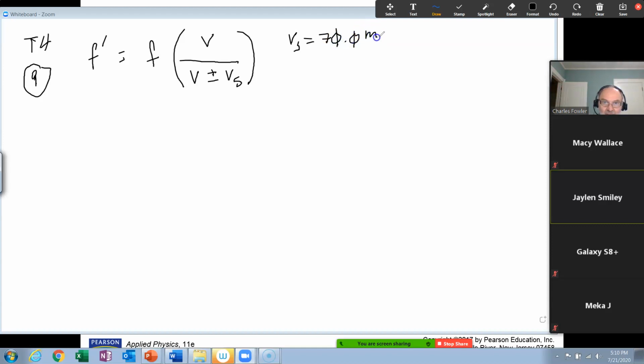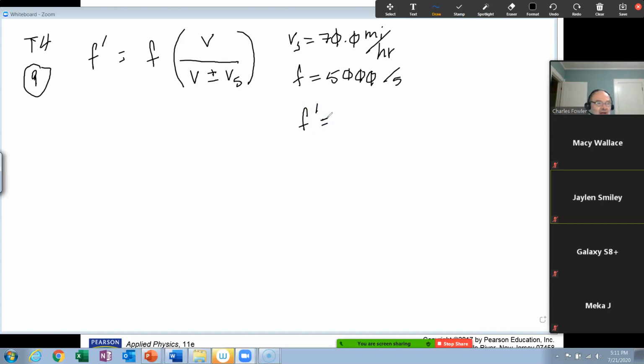miles per hour. The car horn produces a sound at a frequency of 5,000 hertz. So that's the F that's here, the plain F. So F is equal to 5,000 hertz. And a hertz, by the way, is a per second. So I'm going to write it that way, per second. That's what a hertz is. It says, what frequency do you hear? So what we're looking for is F prime. That's what we're looking for.